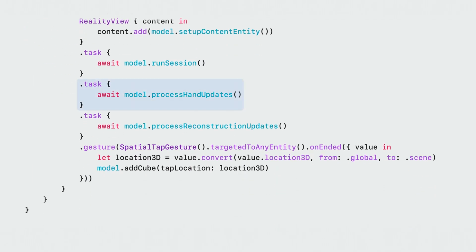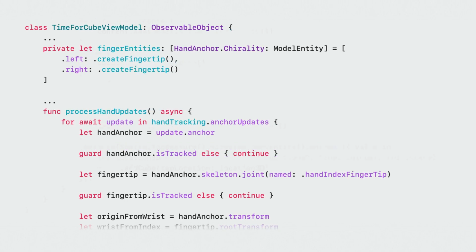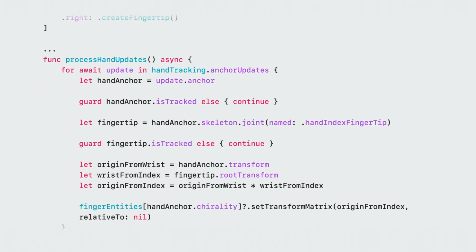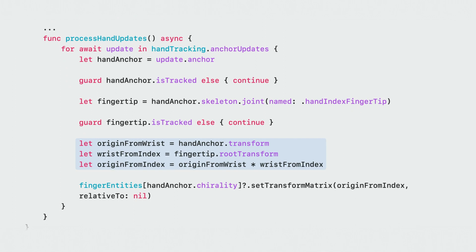Here is our task for processing hand updates. Its function iterates over the async sequence of anchor updates on the provider. We ensure that the hand anchor is tracked, get the index fingertip joint, and check that the joint itself is also tracked. We then compute the transform of the tip of the index finger relative to the app origin. Finally, we look up which finger entity we should update and set its transform.